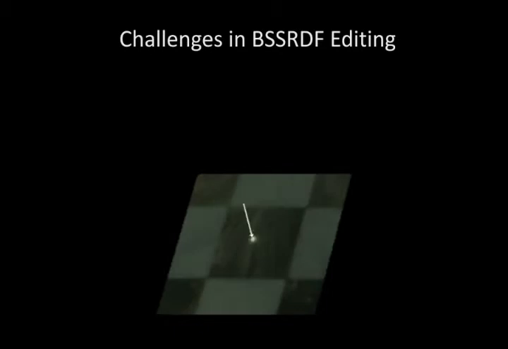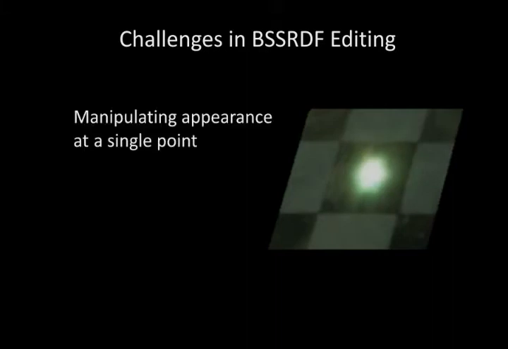The BSSRDF of a material encodes the light transport between surface points. This non-local effect poses two challenges in BSSRDF editing. First, it is difficult for artists to manipulate the appearance of a single surface location. Second, the non-local consistency of the BSSRDF function should be maintained to avoid the rendering artifact.